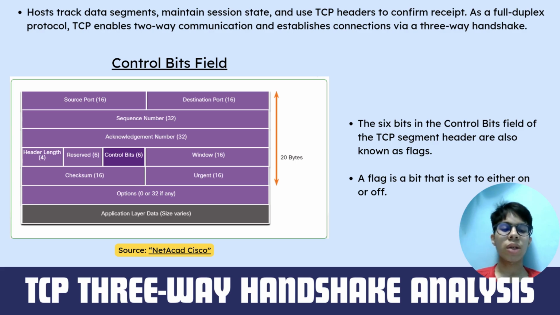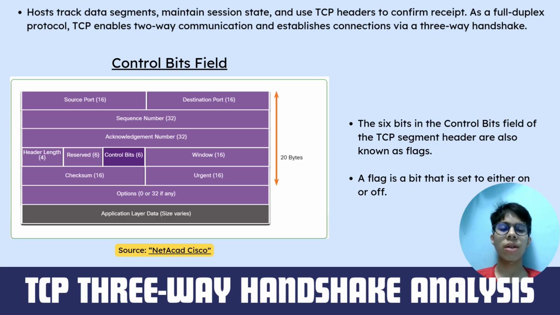Next, we have TCP three-way handshake analysis. Hosts track data segments, maintain session state, and use TCP headers to confirm receipt. As a full duplex protocol, TCP enables two-way communication and establishes connections via a three-way handshake.